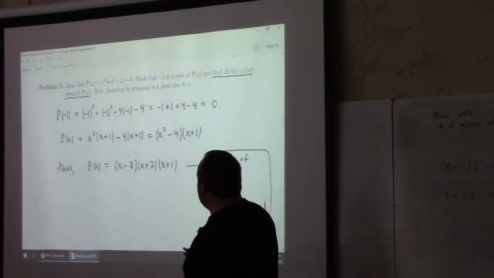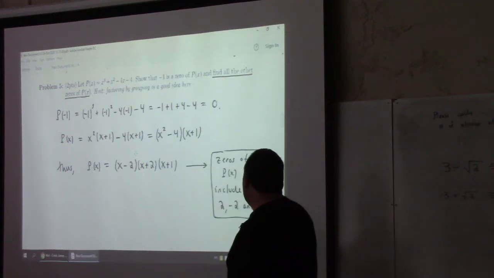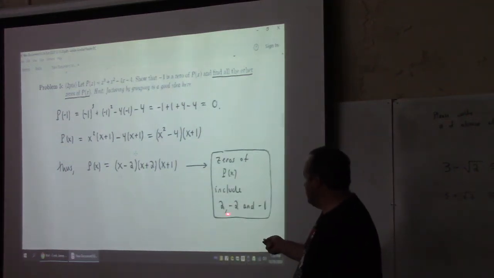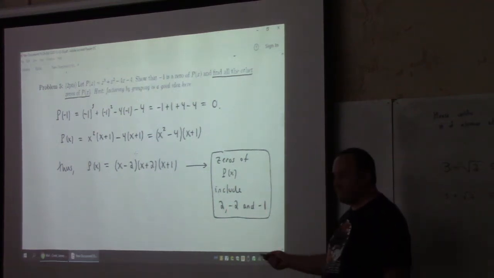And if I had asked you to factor completely, then this would be the answer, right? But what did I ask? I said find all other zeros of p of x. So really, the answer would be 2 and minus 2, right? And of course, the minus 1, which you're given. But those are all the zeros of p of x.